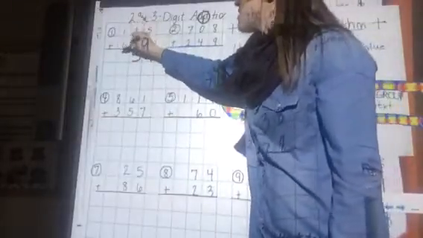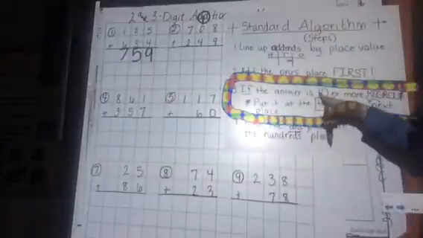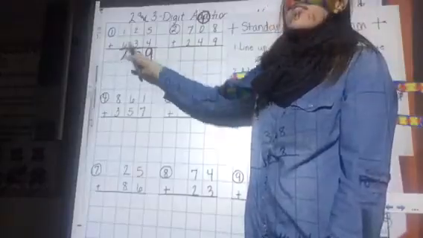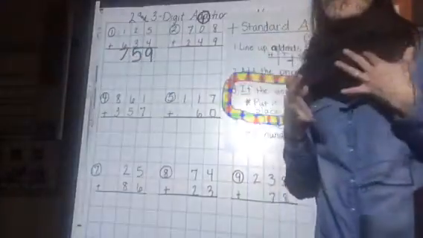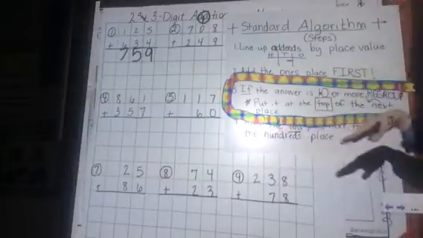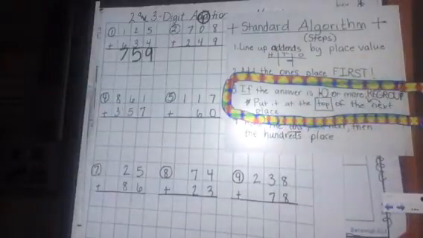6 and 1 more is 7. We check one more time. Is 7 10 or more? No, it is not. It fits perfectly in the hundreds place, so we have 759, and we did not have to regroup on number 1 because none of our answers, our sums, were 10 or more.